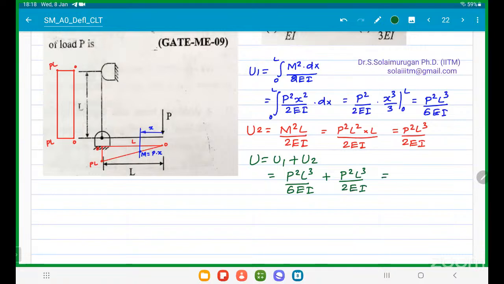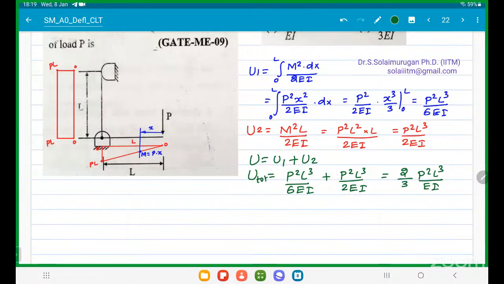Tell me what is the answer? 4 by 6, 4 by 6, 2 by 3. 2 by 3 P square L cube by EI. This is the total strain energy.